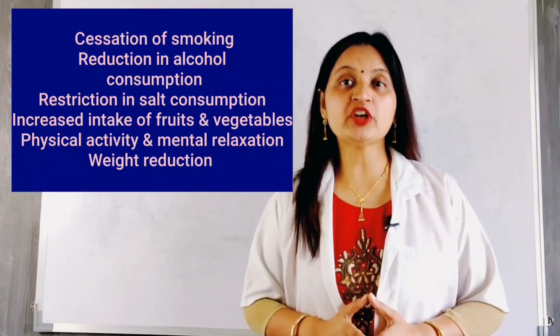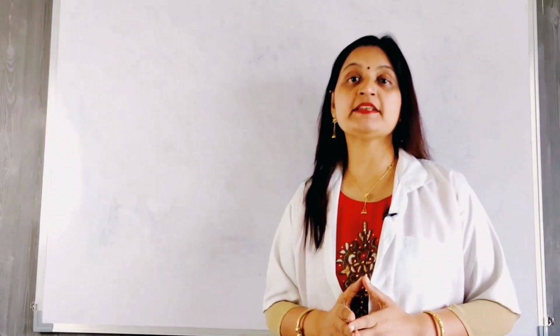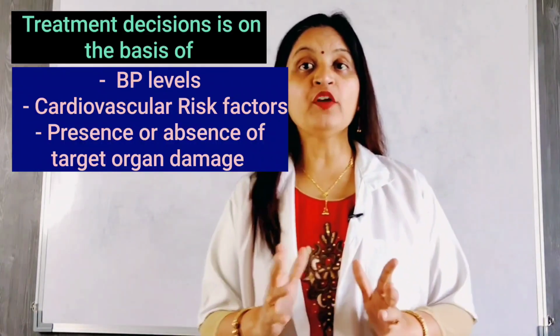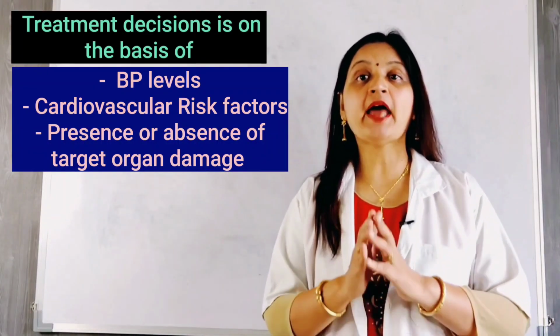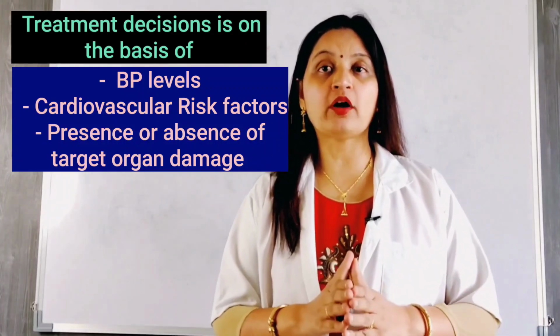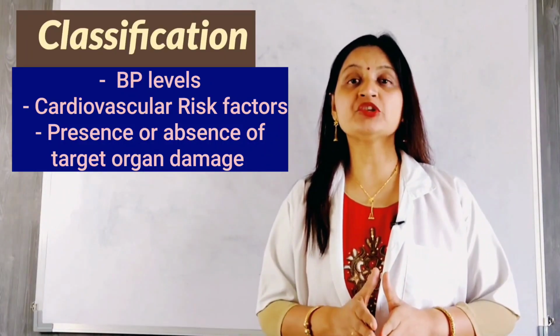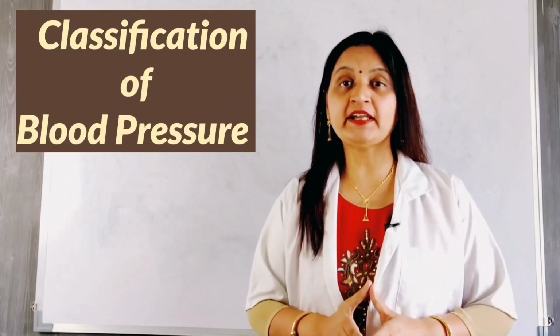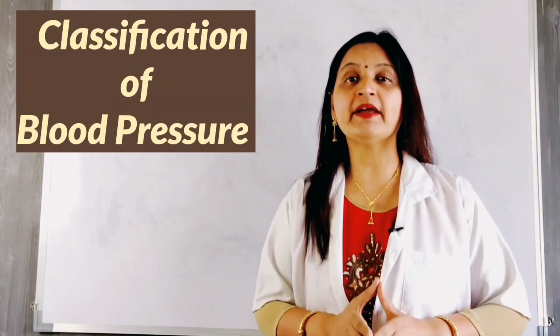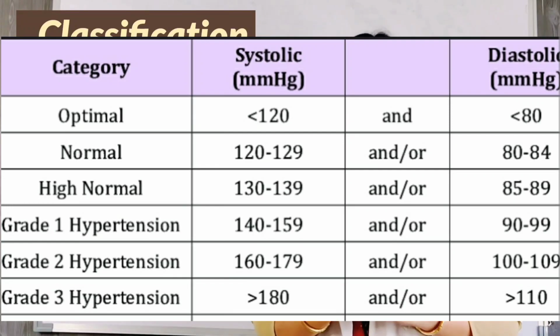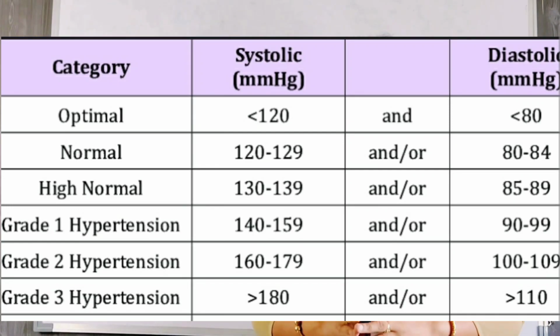The decision to initiate antihypertensive drug therapy is on the basis of blood pressure levels, risk factors other than blood pressure, and presence or absence of target organ damage. Considering the blood pressure levels, hypertension is defined as blood pressure greater than 140 by 90 mm of mercury. It is further divided into grade 1, grade 2 and grade 3 hypertension, grade 3 being the most severe form of hypertension with the systolic greater than 180 mm of mercury and diastolic blood pressure greater than 110 mm of mercury.